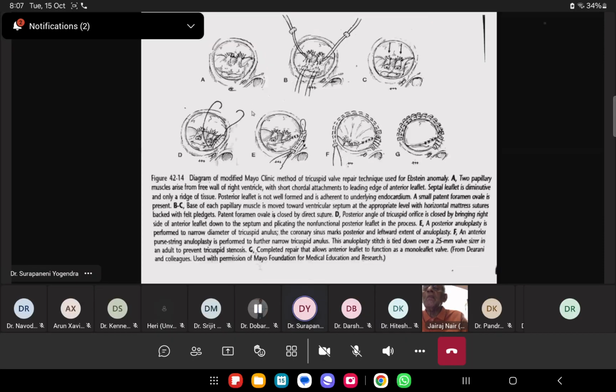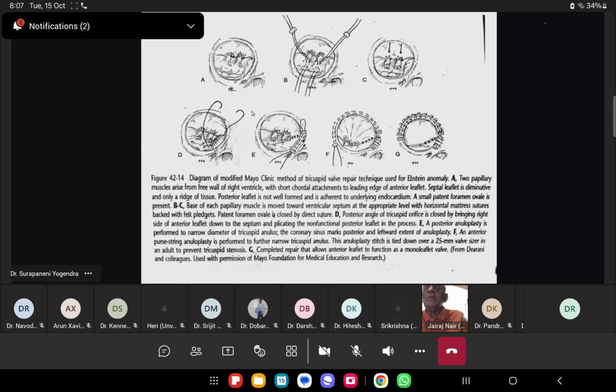Now, this is a diagram of the Mayo Clinic modification of the Danielson repair. The two papillary muscles arise from the free wall of the right ventricle with short caudal attachments to the leading edge of the anterior leaflet. The septal leaflet is diminutive and only a ridge of tissue is present. The posterior leaflet is not well formed and is adherent to the underlying endocardium, and a small patent foramen ovale is present.